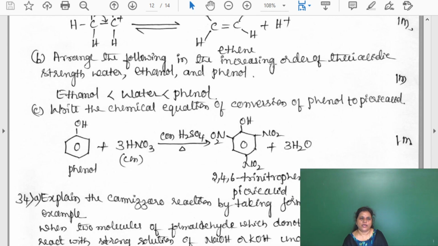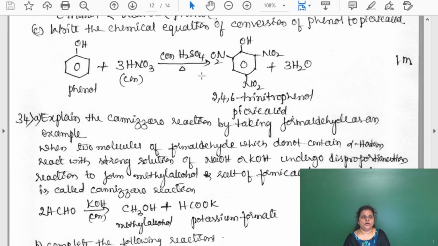Now arrange the following in the increasing order of their acidic strength: water, ethanol and phenol. So the increasing order is ethanol is the weaker acid, then comes water, then comes phenol. Here we have an ethyl group. Ethyl group is electron releasing, and an electron releasing group decreases the acidic strength. And in water we have hydrogen. It is not electron releasing and not electron withdrawing. And in phenol, the phenyl group is there, the benzene ring, and that phenyl group is an electron withdrawing group, and it increases the acidic strength. So this is the increasing order of the acidic strength of water, ethanol and phenol.